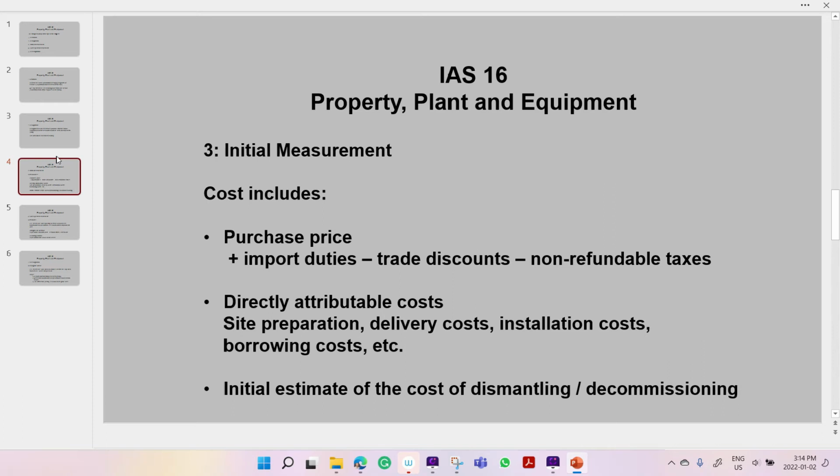And lastly is if there's any estimate for the cost of dismantling or decommissioning, very current in mining and oil and gas. So that's the 3rd bullet point there. So 3 bullet points again. If you know them at the tip of your fingers, then the initial measurement becomes fairly easy.